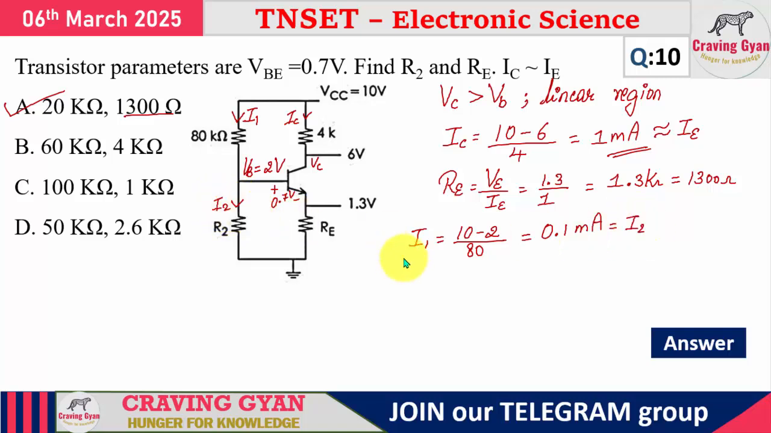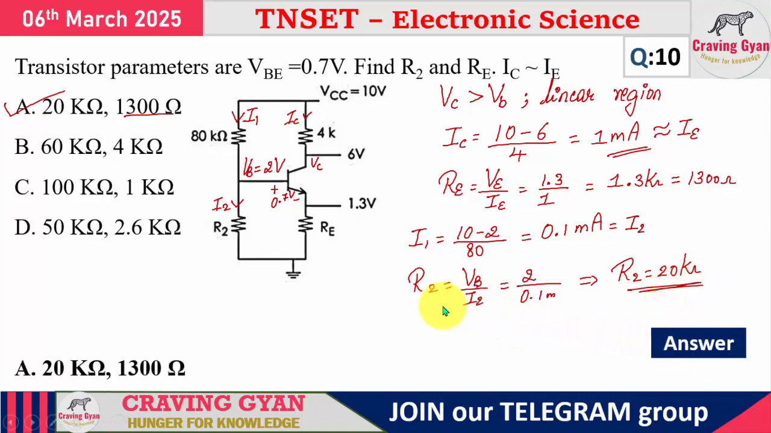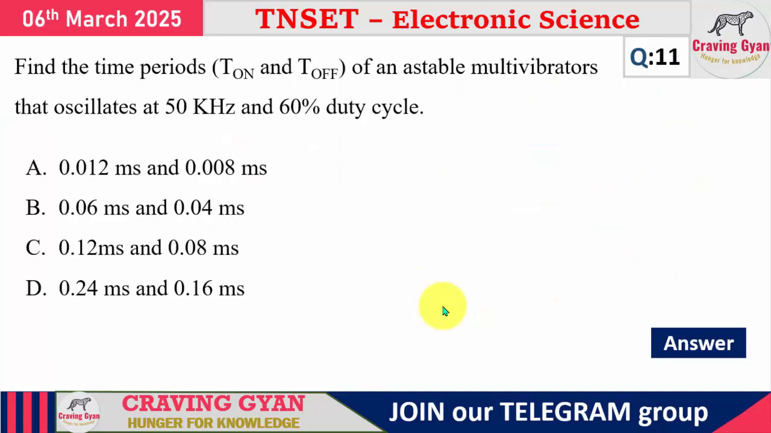Now what is the value of R2 you are going to get? R2 is equal to VB divided by I2. The value of VB is 2, and the value of I2 is 0.1 milli. So the value of R2 will be equal to 20 kilo ohms. The corresponding option that is going to follow is option 1 is correct.